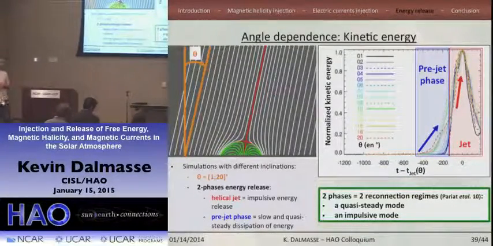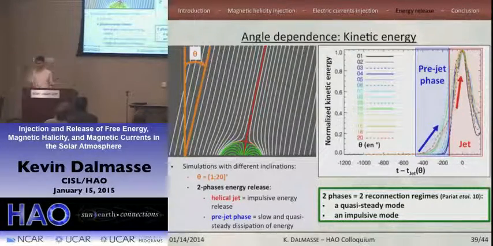You're asking about the resistivity, right? No, it's a kind of numerical resistivity.